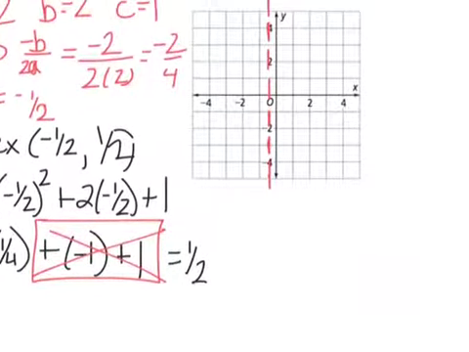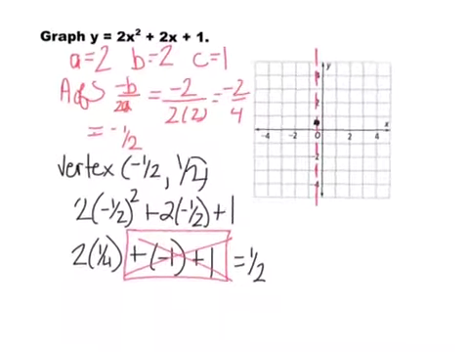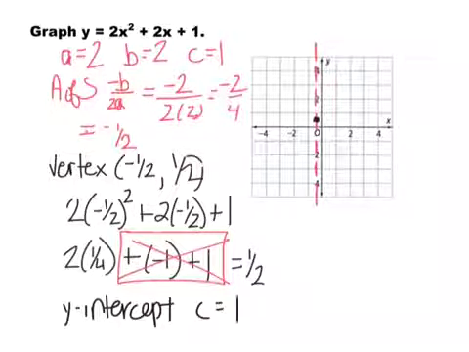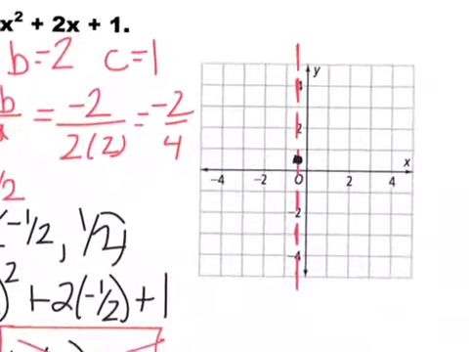So on my graph, my -1/2 is already on that axis, and 1/2 is in between, right on that axis of symmetry, but in the middle of that first box. The next thing we plot is our y-intercept, which, if we look back at our original equation, is 1, because that's my C term.